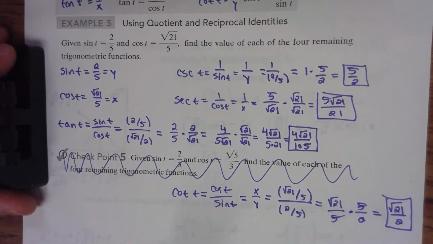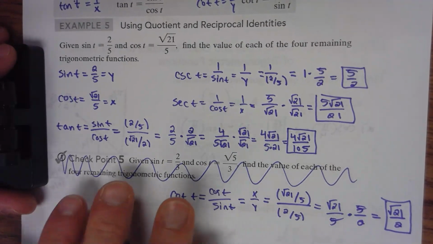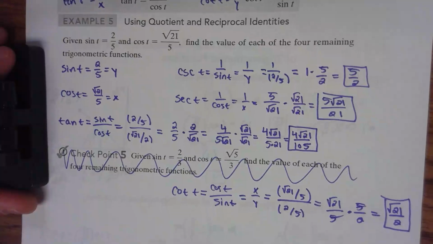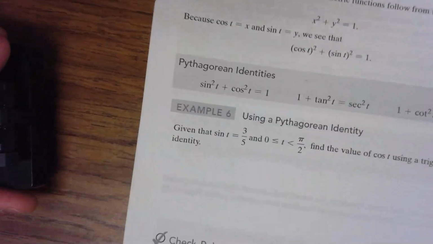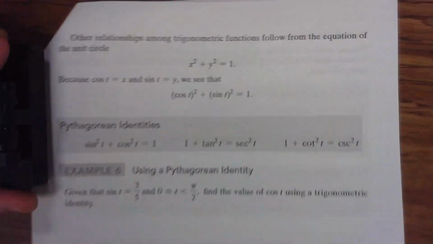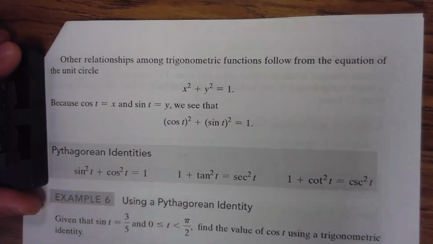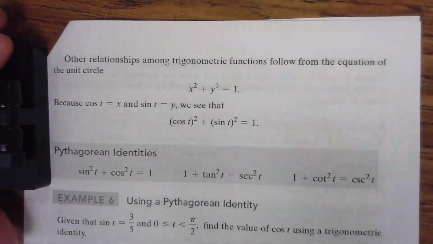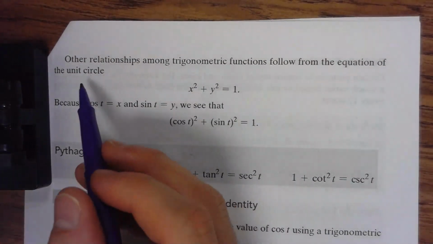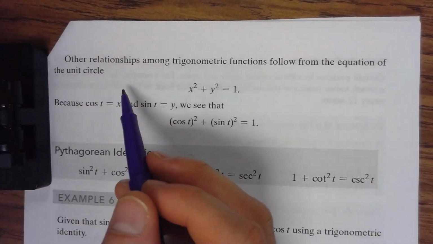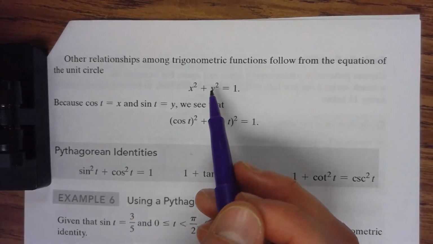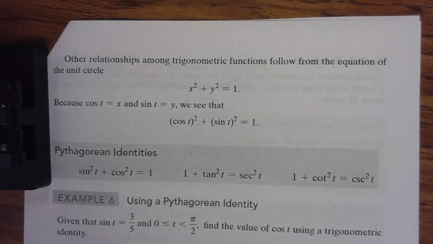All right. We're going to skip that checkpoint that I crossed out, and we're going to just move on to a couple more identities. We're almost done here. So one of the very first things when I introduced the unit circle, and even just equations of circles, was that the equation of the unit circle is x squared plus y squared equals 1.